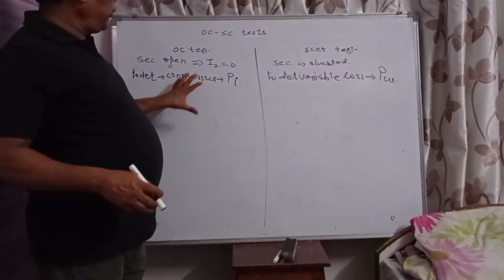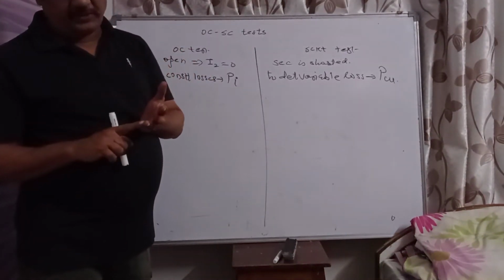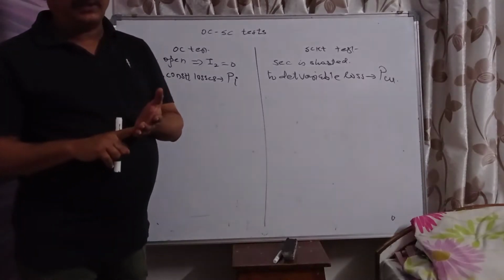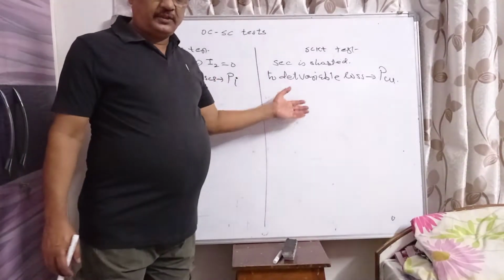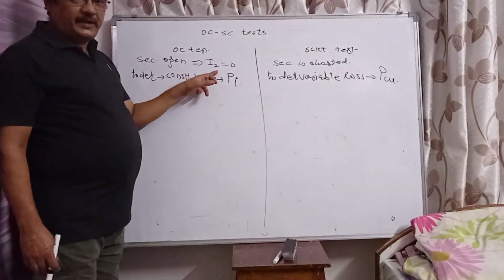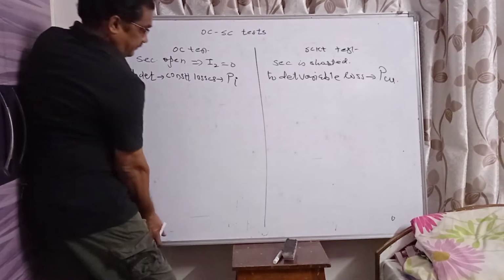I will connect a voltmeter to measure voltage, an ammeter to measure current, and a wattmeter to measure power in the primary, and here also in the primary. Here I will keep the secondary open, and here I will keep the secondary shorted. So I am drawing the diagram.